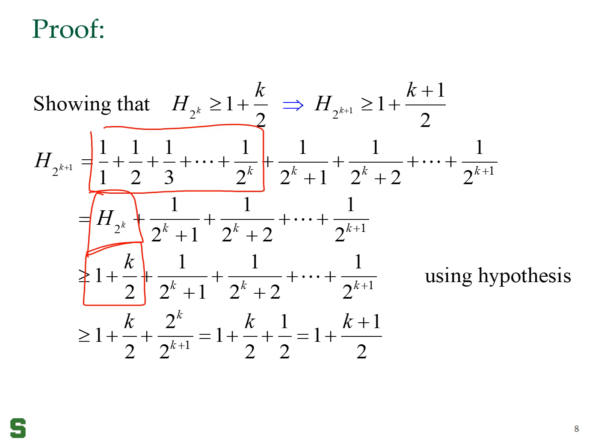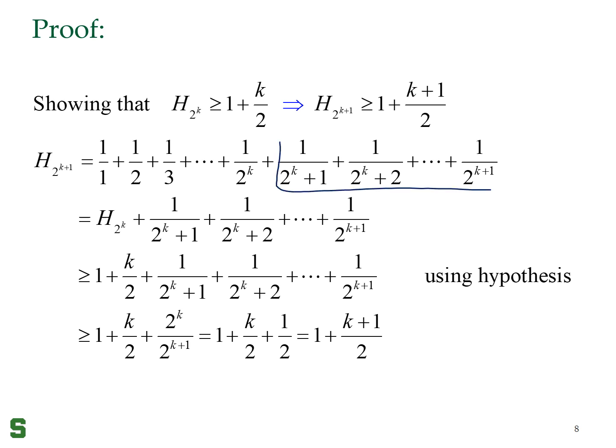The second thing that we did was we got these extra terms, and because we wanted to show this result as greater than or equal to, we replaced each term by the smallest term that we had, and that allowed us to get it to half, which was what we wanted to do, because that was the difference between 1 plus k divided by 2 and 1 plus k plus 1 divided by 2.